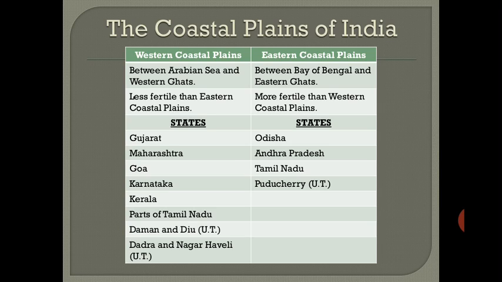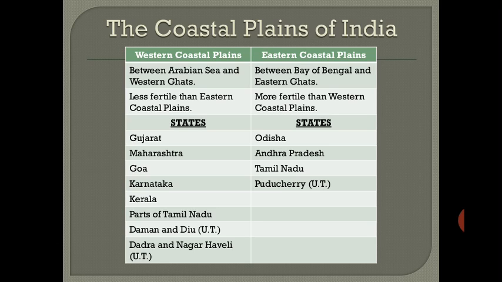Okay beta, and we can see here all the states. Gujarat, Maharashtra, Goa, Karnataka, Kerala, parts of Tamil Nadu, Daman and Diu, and Dadra and Nagar Haveli are states of the western coastal plains of India. And next, Odisha, Andhra Pradesh, Tamil Nadu and Pondicherry are all states of the eastern coastal plains of India.